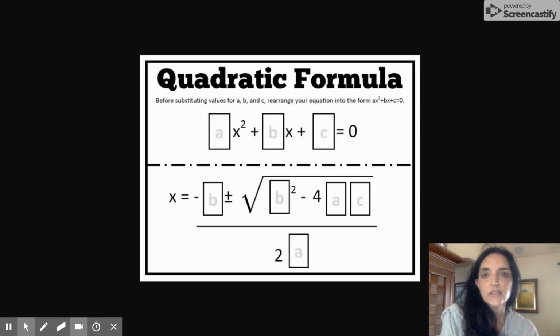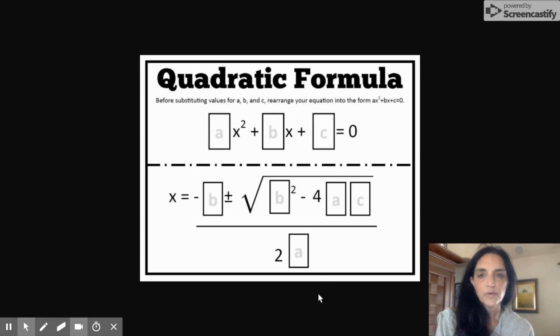Hi class, I want to introduce you to the quadratic formula. We've already been solving quadratic equations, factoring them using the zero property method. And this next week we'll be using the quadratic formula to do the same thing. It's just a different way of doing it.